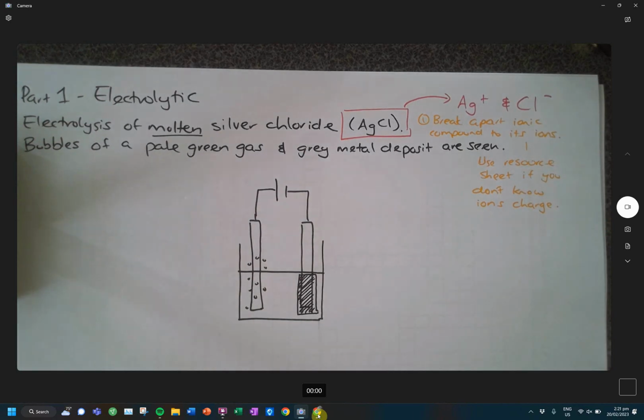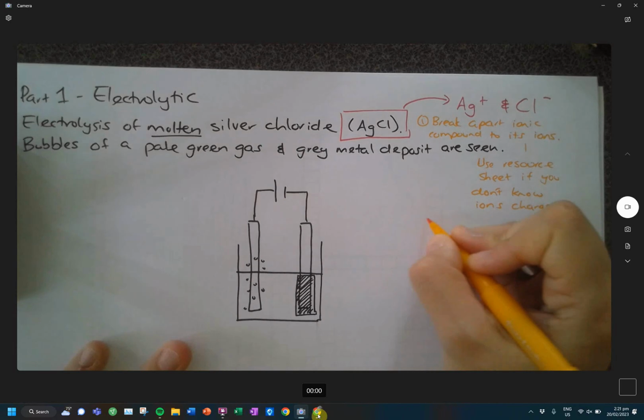Are we good with that so far? All right. Ready for step 2? Yeah? So step number 2.